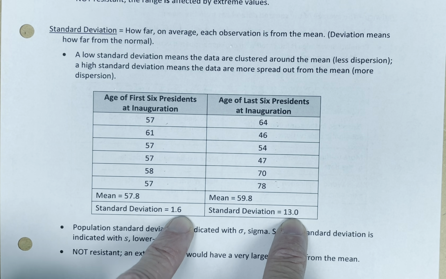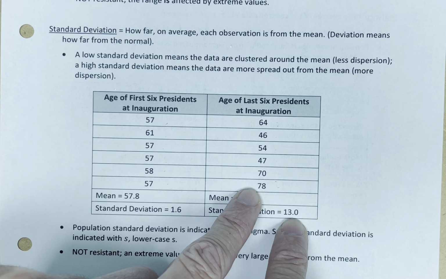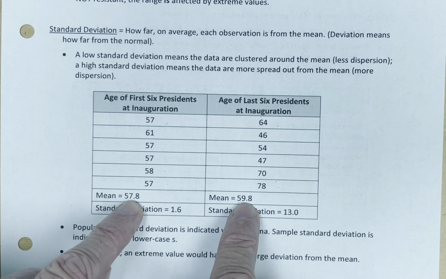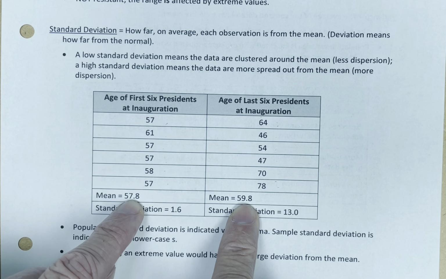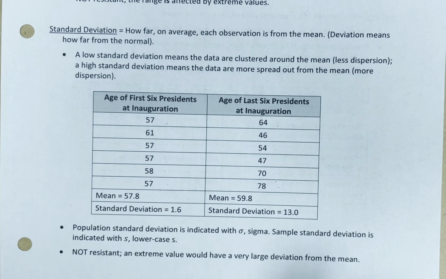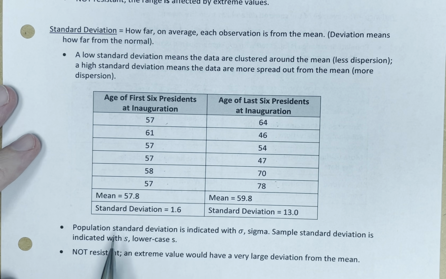That's a lot of spread in the last 6 presidents' ages versus the first six presidents' ages, when they have the identical or very close to the identical mean. They have a mean that's very close. Okay? So that gives you a sense of what those two things are doing.